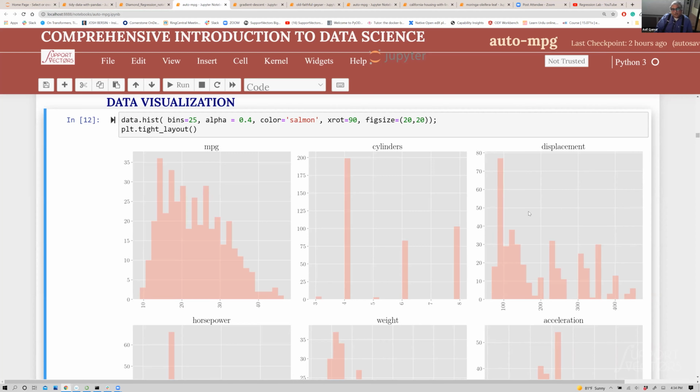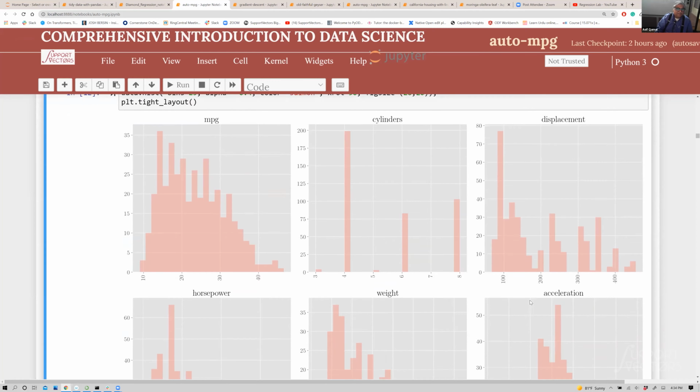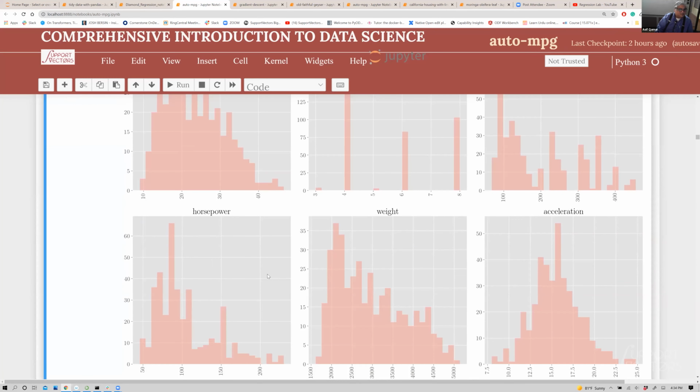Displacement, how much displacement? Most cars have small displacement, but yes, the data does have a skew here. Then we look at horsepower.